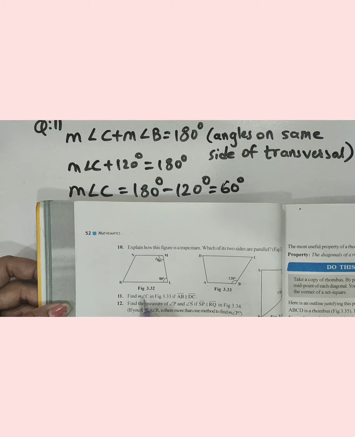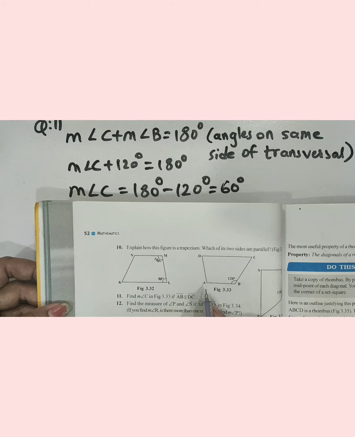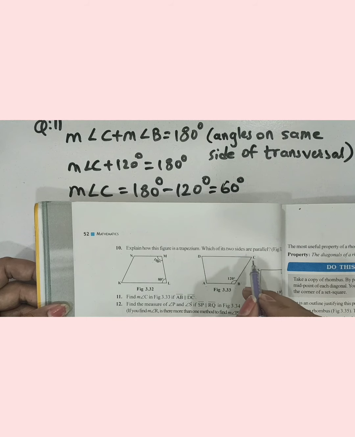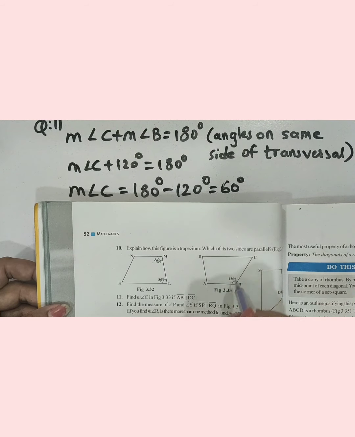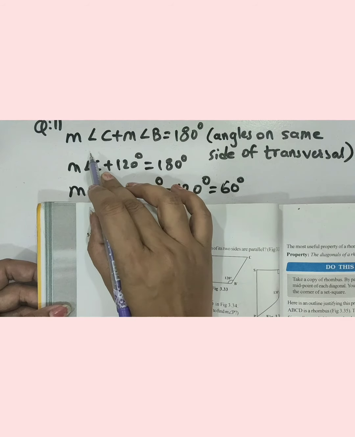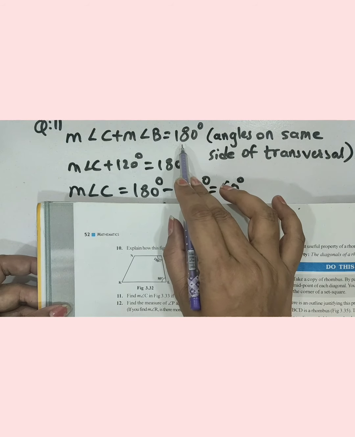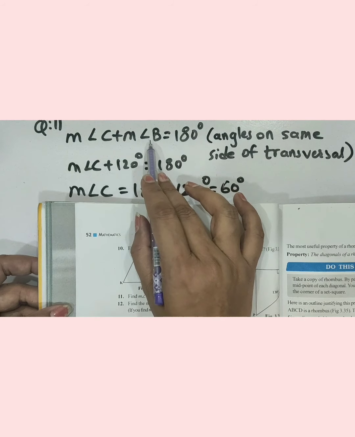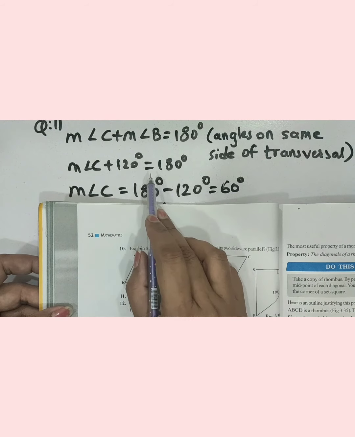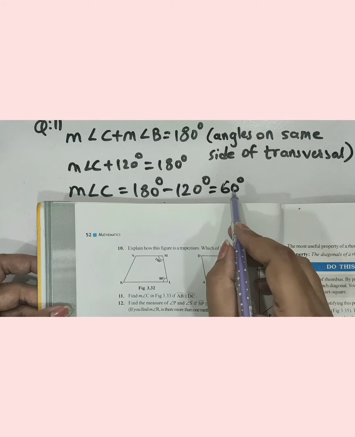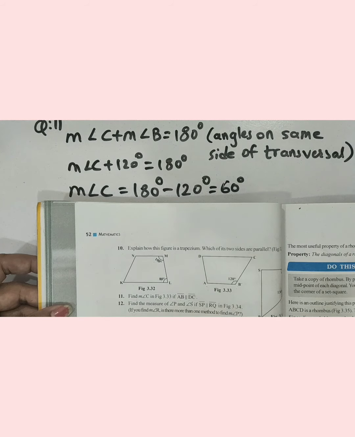Question number 11. Find major angle C in the given figure if AB is parallel to DC. Now in this given parallelogram, our AB is parallel to DC and we have to find the major angle C. Now as major angle C and B are the angles on the same side of the transversal, I can write major angle C plus major angle B is equal to 180 degree. Now major angle B I already know, that is 120 degree. So my major angle C will be equal to 180 minus 120 degree, which will give me 60 degree.